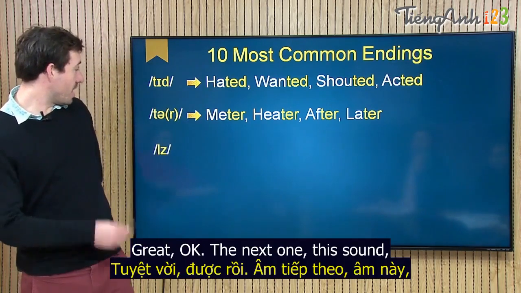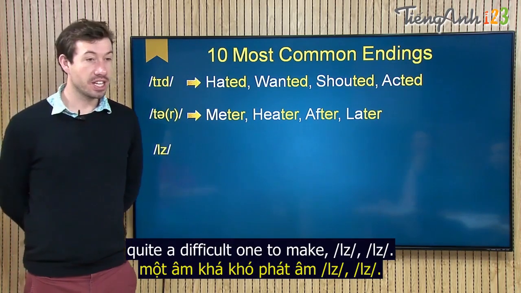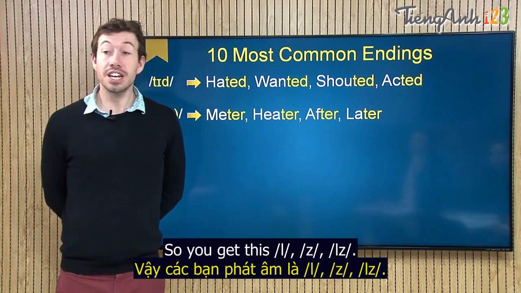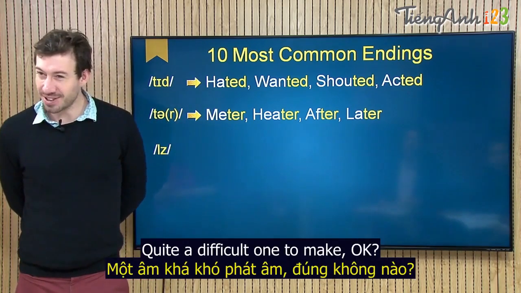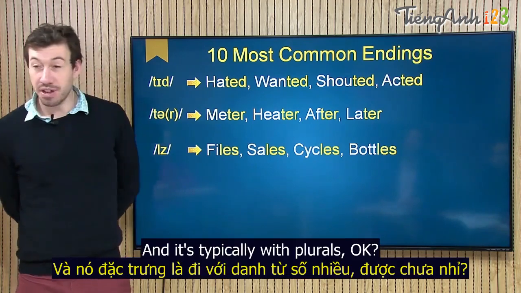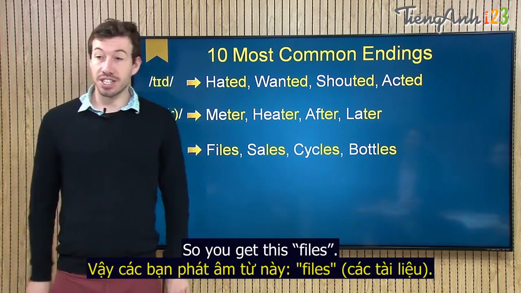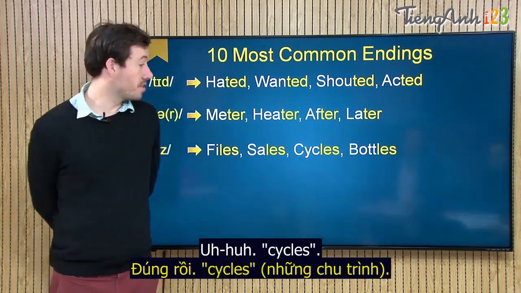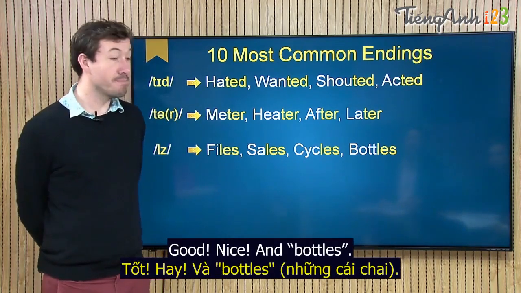Great, okay, the next one's this sound, quite a difficult one to make. "Ools". So you get this, "ools". Quite a difficult one to make, okay? And it's typically with plurals. So you get this files, sails, cycles, good, nice, and bottles.